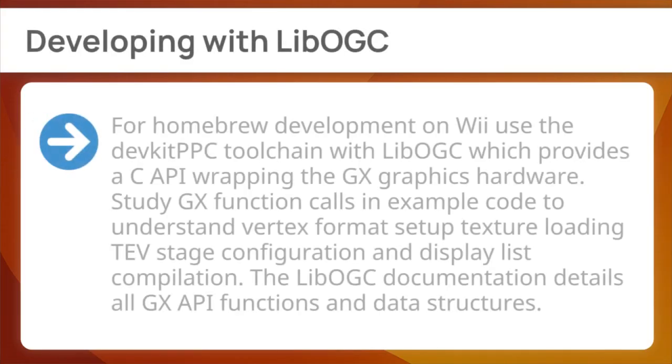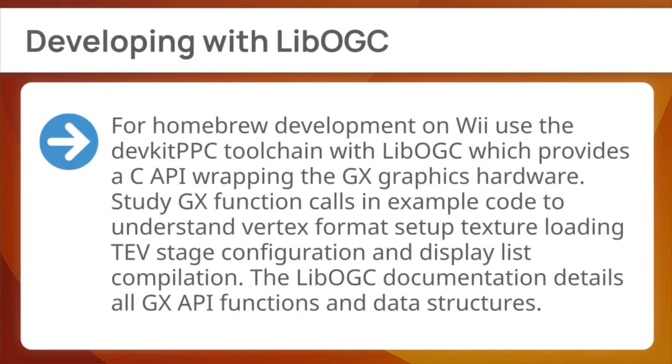Finally, developing with LibOGC. For homebrew development on Wii, use the DevKitPPC toolchain with LibOGC, which provides a C API wrapping the GX graphics hardware. Study GX function calls and example code to understand vertex format setup, texture loading, TEV stage configuration, and display list compilation. The LibOGC documentation details all GX API functions and data structures.